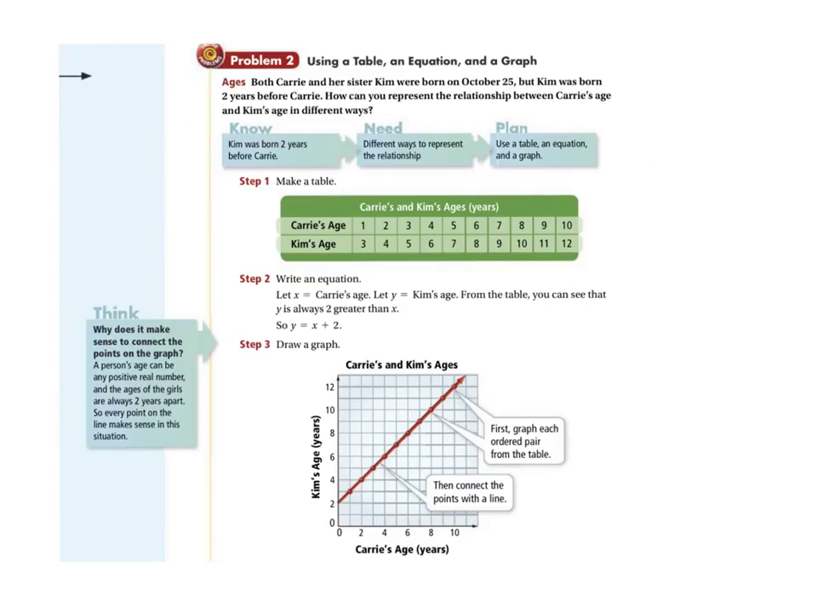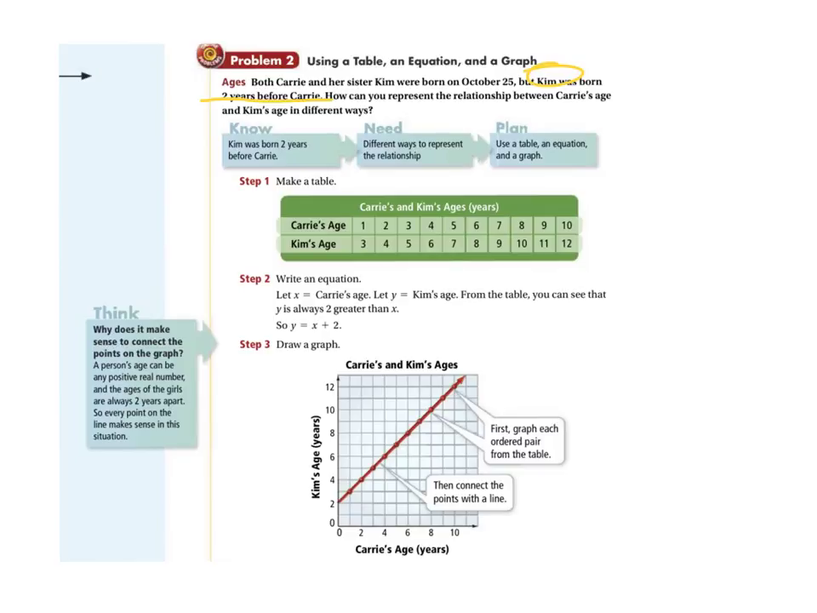Alrighty. Says here, use a table, an equation, and a graph. So, Carrie and her sister Kim were both born on October 25th, but Kim was born 2 years before Carrie. How can you represent the relationship between Carrie's age and Kim's age in different ways? So, some important information in here, right? It says that Kim was born 2 years before Carrie, right? So when Carrie reached 1, Kim was 2 years older, right? 1 plus 2.